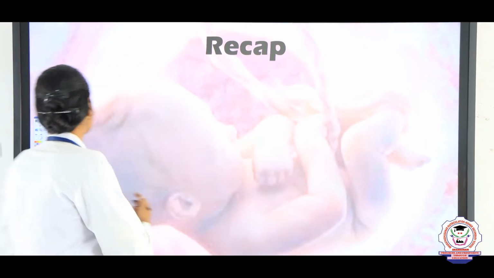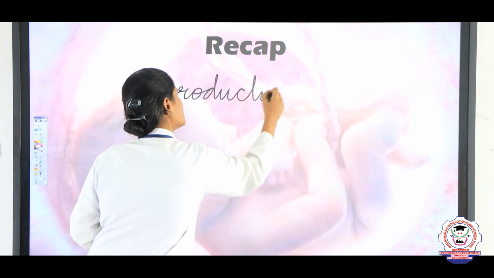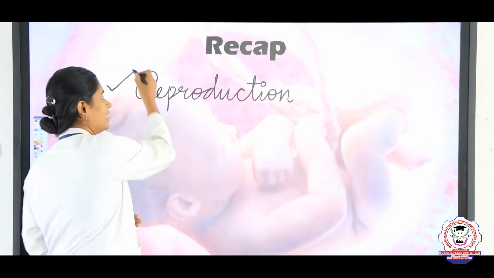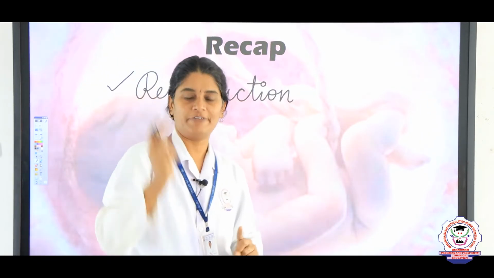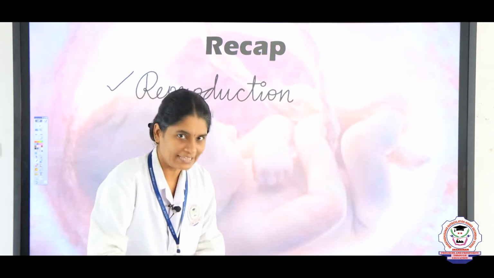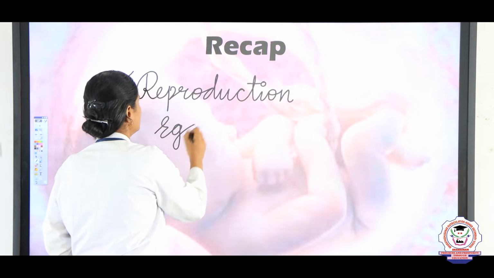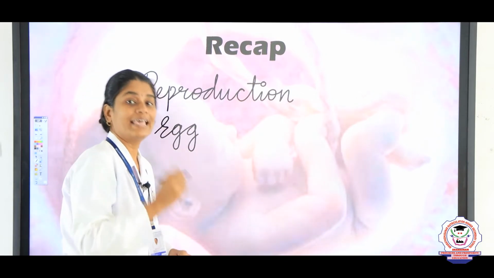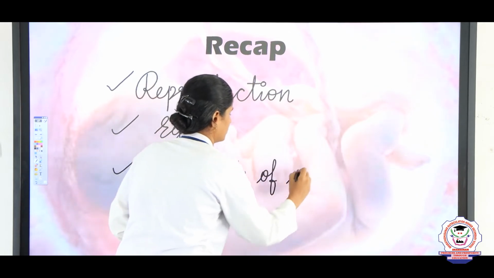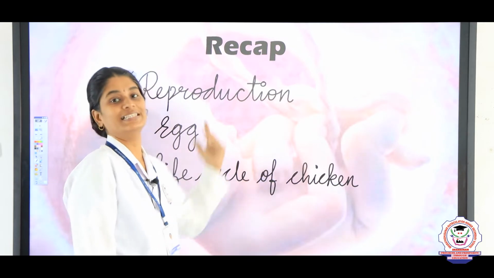In the first part we discussed what is reproduction. Reproduction is the process by which living things produce more of their own kind. So we saw animals reproduce in two different ways. They lay eggs and they give birth to young ones. And we also discussed which animals lay eggs, the internal structure of the egg, and the life cycle of a chicken. This is what we discussed in the first part. Today we are going to see the second part.